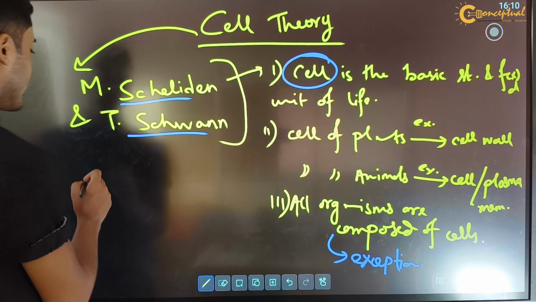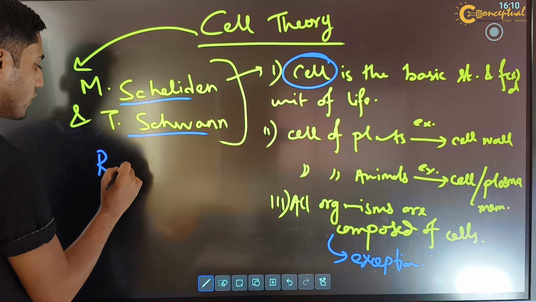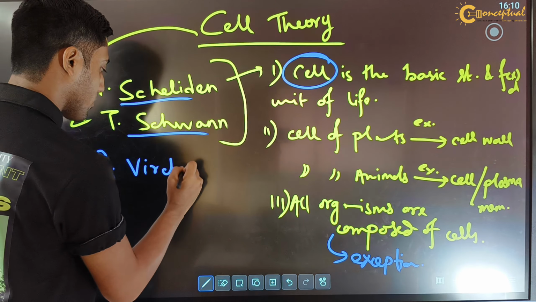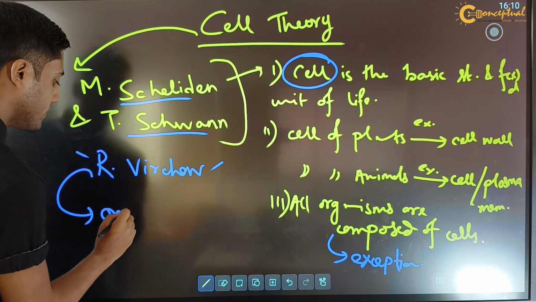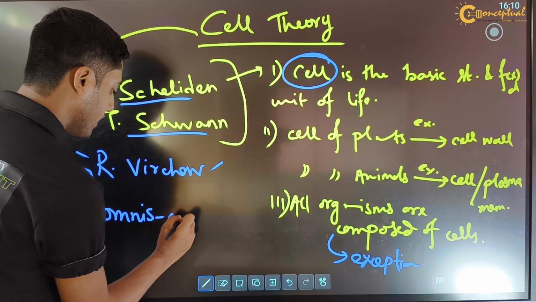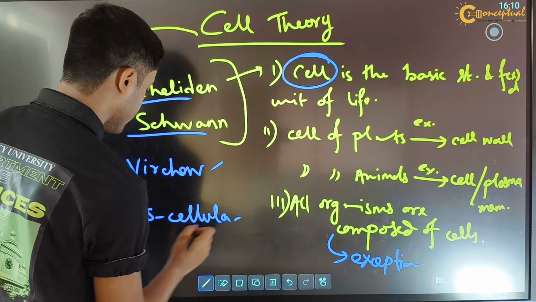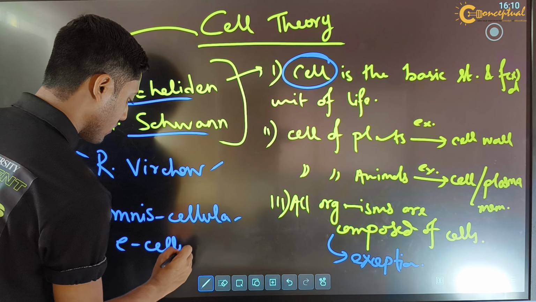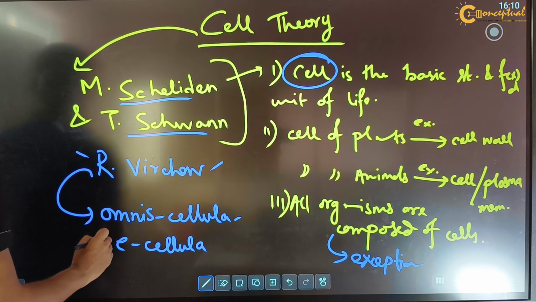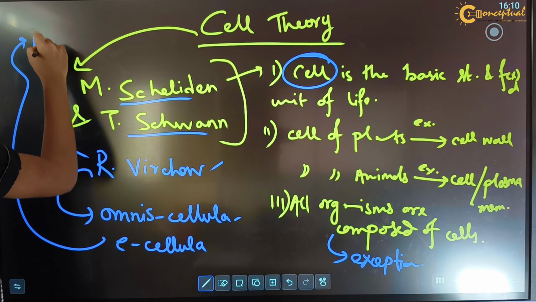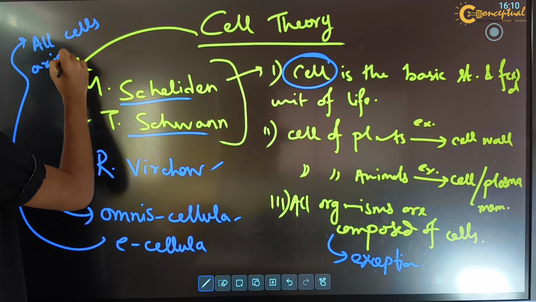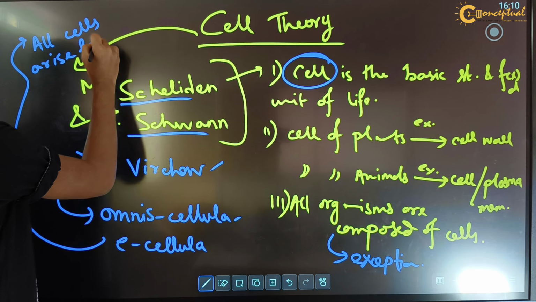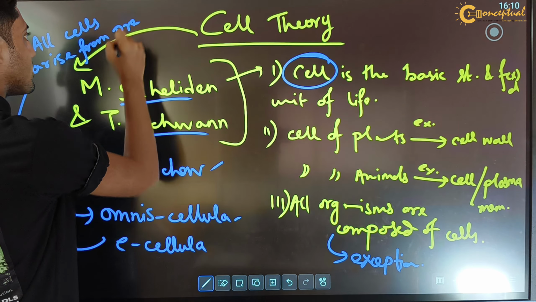So there came another scientist known as Rudolf Virchow, who said omnis cellula e cellula, which meant that all cells arise from pre-existing cells.